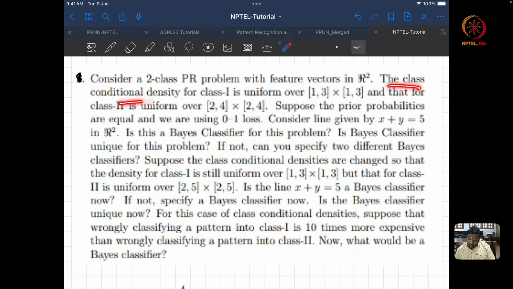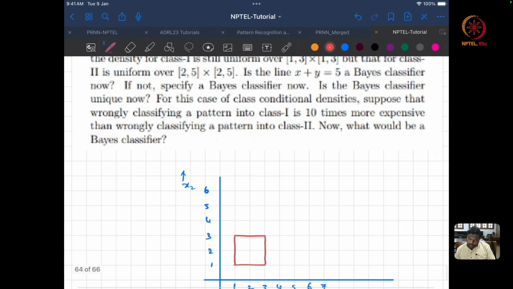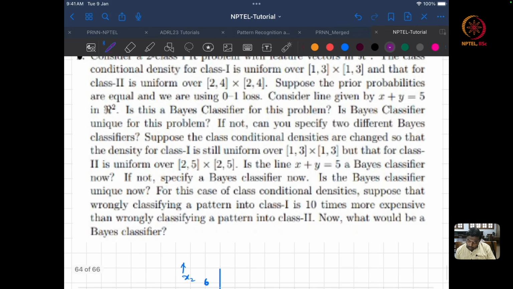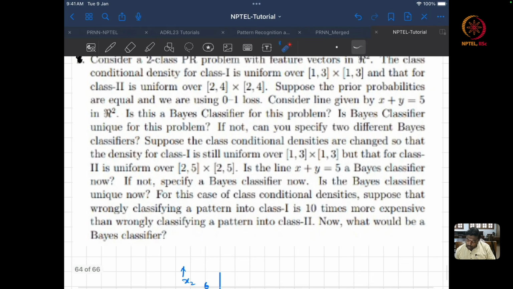Now the class conditional for class 1 is uniform over [1,3], and for class 2, it is uniform over [2,4]. Okay, so for the other class, it is uniform over [2,4]. This is the second class. So now, suppose the prior probabilities are equal and you're using 0-1 loss. We have seen all these things.